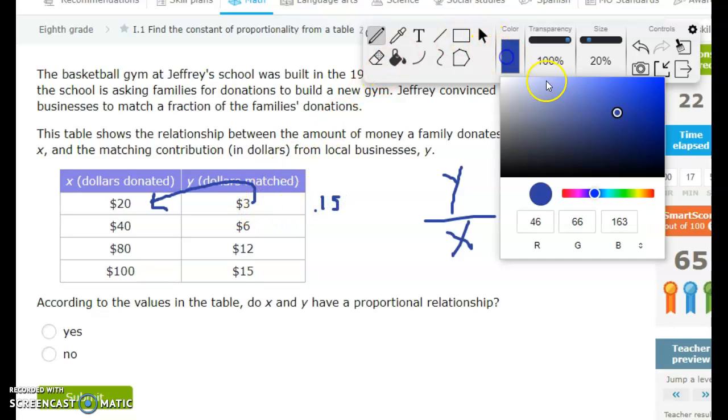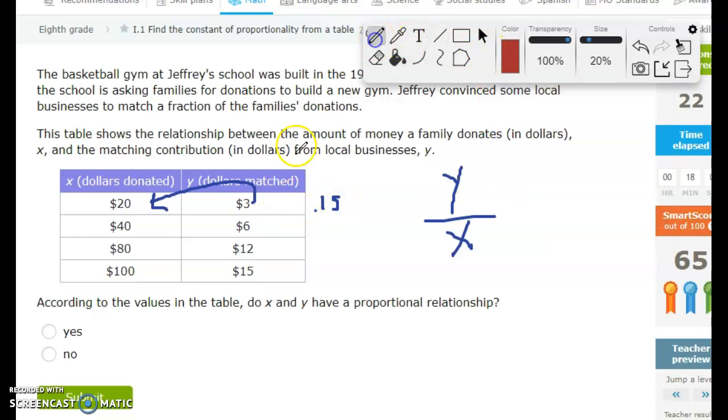Let's look at the next one. Let's change colors so we can see it a little bit different here. What if I did 6 and I divided it by 40? Y divided by X. So 6 divided by 40, that's going to give me 0.15 again. Okay, let's try the next one. 12 divided by 80. If I put that in, that's going to give me 0.15. One more to try. They all have to be the same. 15 divided by 100 is 0.15.